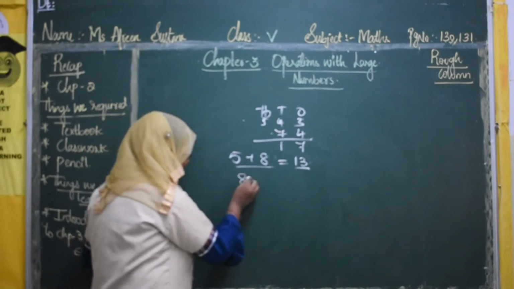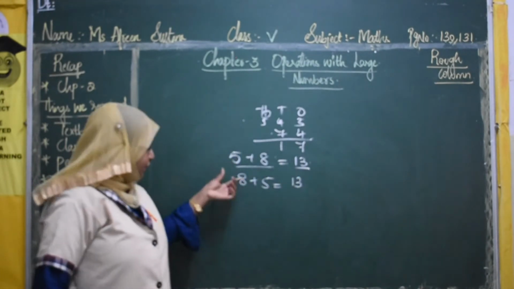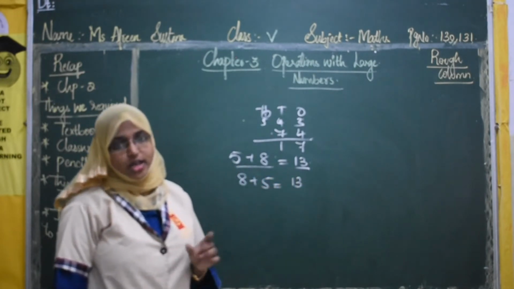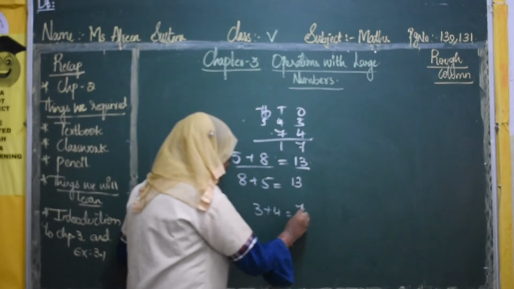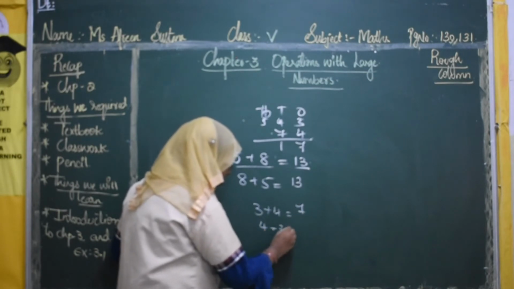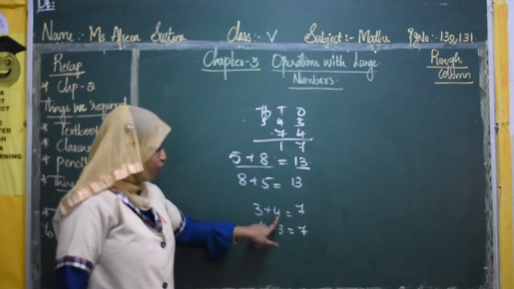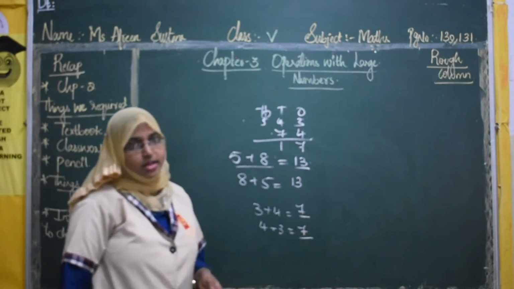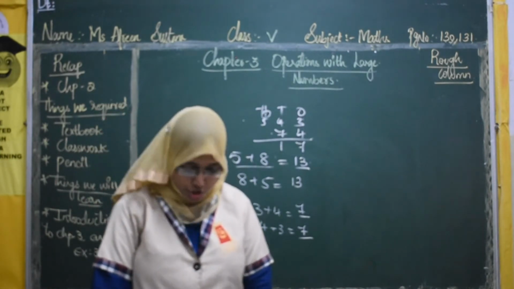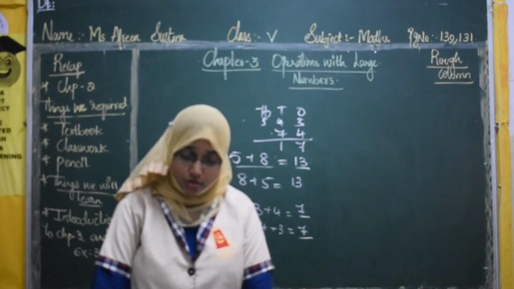Even I can write 8 plus 5. 8 plus 5 is also 13. Even if we change the order, the sum does not change. Or 3 plus 4 is 7 and 4 plus 3 is also 7. If you change the order, the result is the same. The sum does not change. So here they have given a small example for you. You can have a look.